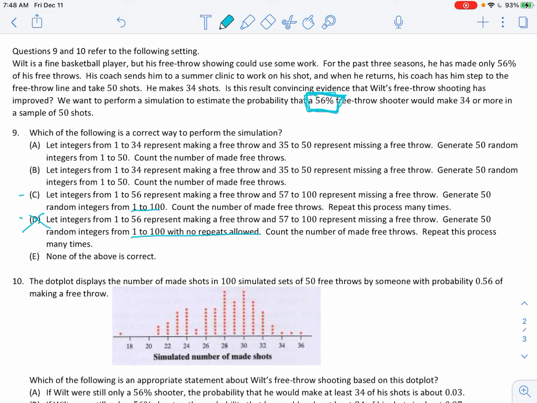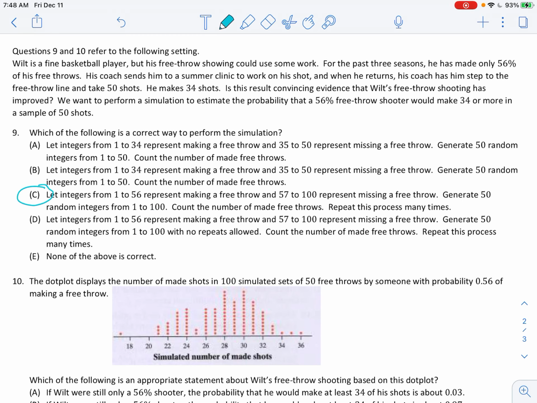So we're getting values. The reason we're doing 50 values is because we are mimicking what happened in real life. We're trying to see, okay, he made 34 out of 50. If we assume it's 56%, how many out of 50 will we make? So then we will count the number of made free throws and we'll repeat that process many times. So C is the correct answer for number 9. Number 10 I'm going to go ahead and do right now because it's so related.